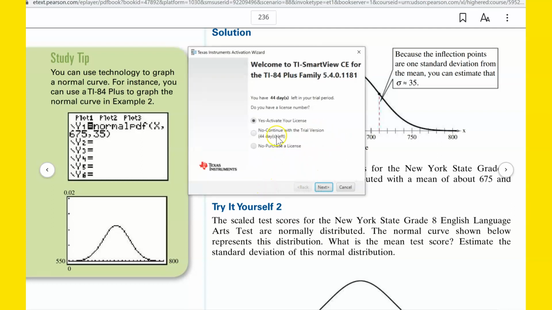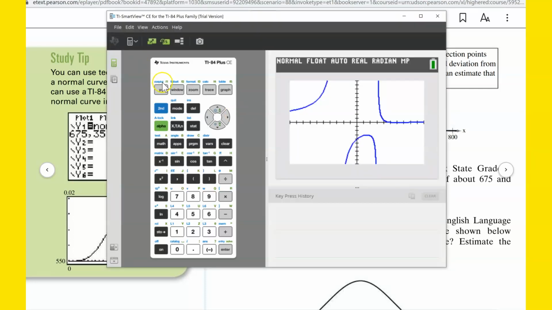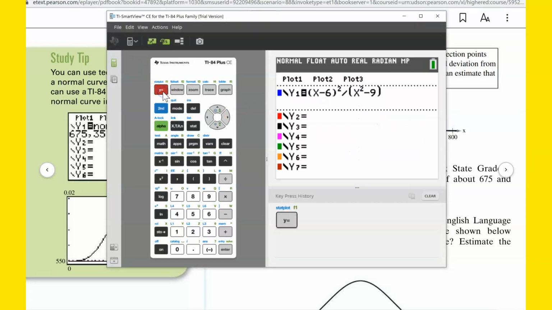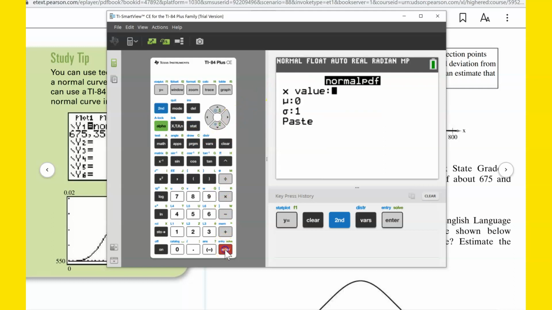So if we want to graph the normal curve, we go to y equals, so y1, we're going to go to distributions. So second, and then the bars button above it is the distributions. And then the very first option is normalPDF.